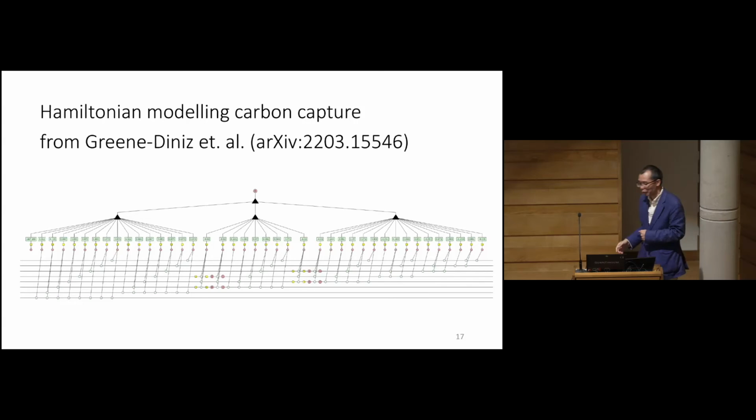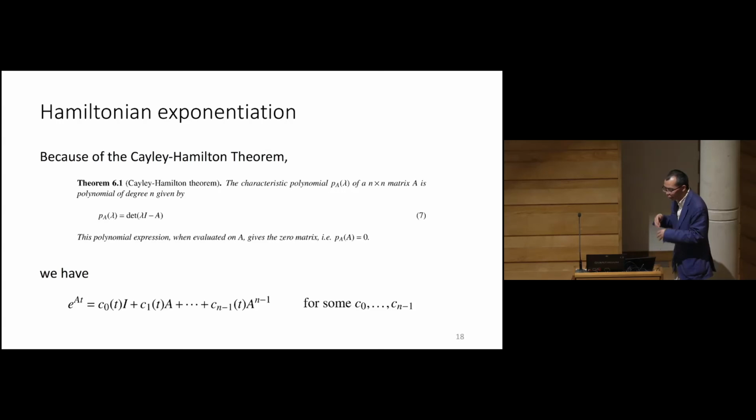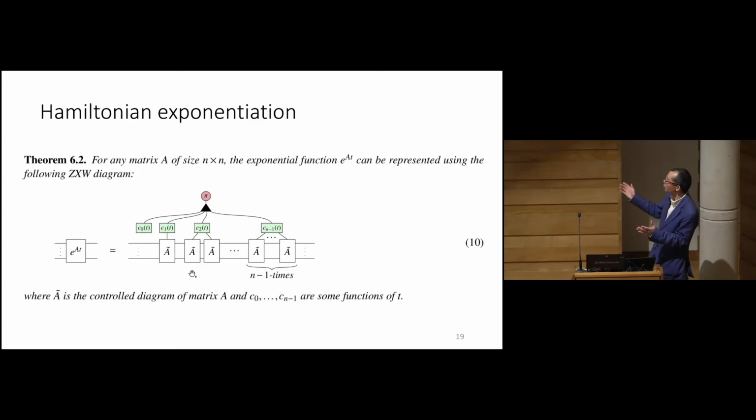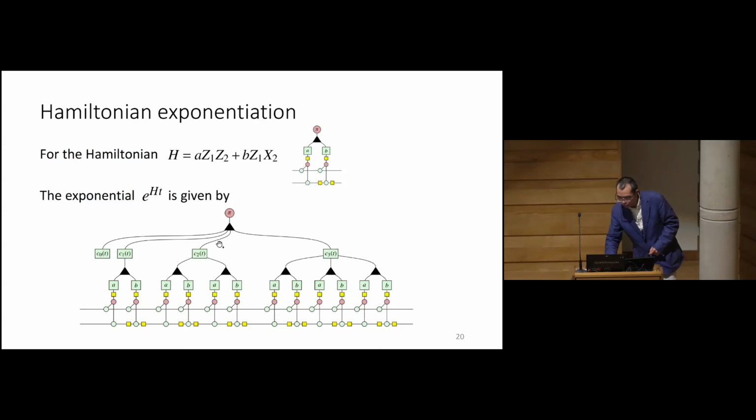That's the way. And also we can represent Hamiltonian exponentiation. Basically we use the Cayley-Hamilton theorem, because any exponentiation can be represented as a weighted sum. So using our previous results, it can be represented as this diagram, so you can see it. For example, if you have this Hamiltonian, then the exponential becomes this diagram, and just sum this up.